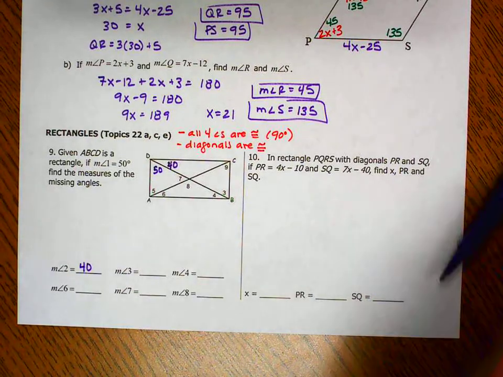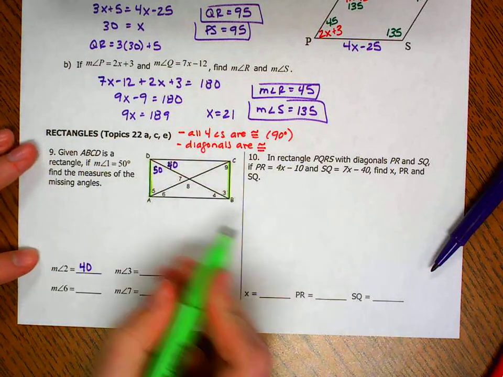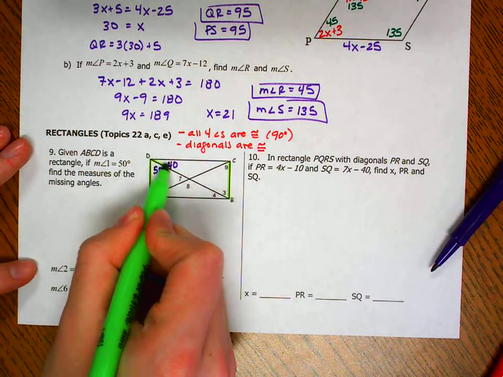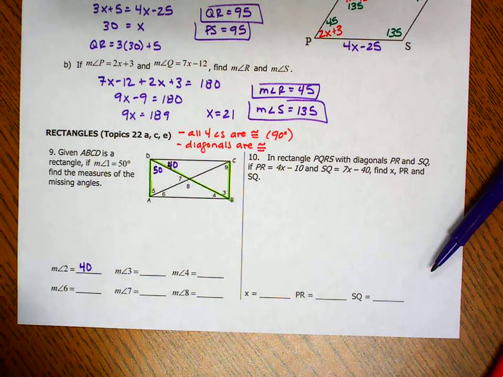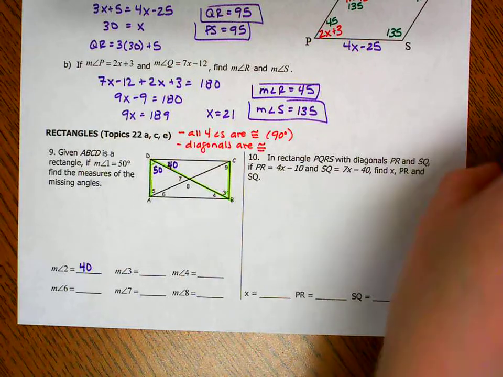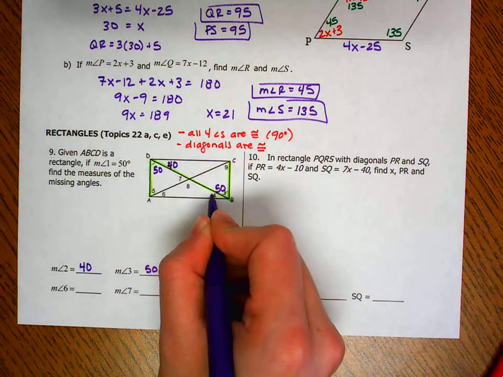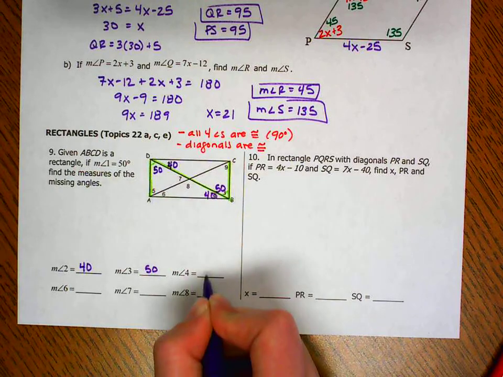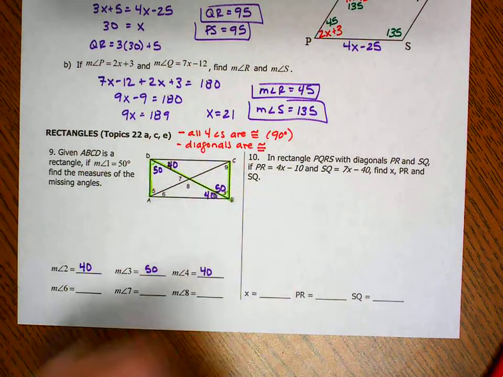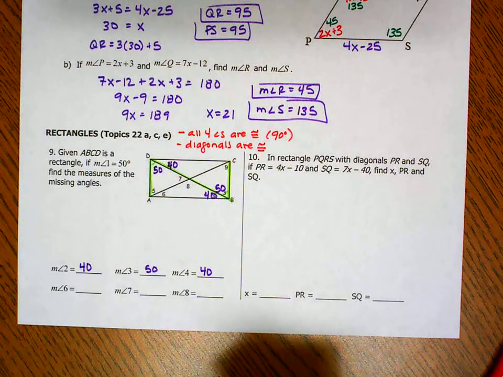Let's see what else we can do. I know, for instance, this side is parallel to this side because it's a parallelogram. Okay. And I know that my alternate interior angles have to be congruent. So angle 3 is going to have to be 50 degrees, which means angle 4 is going to have to be 40 degrees because, again, these are going to be 90. Okay, let's see what else we can come up with.